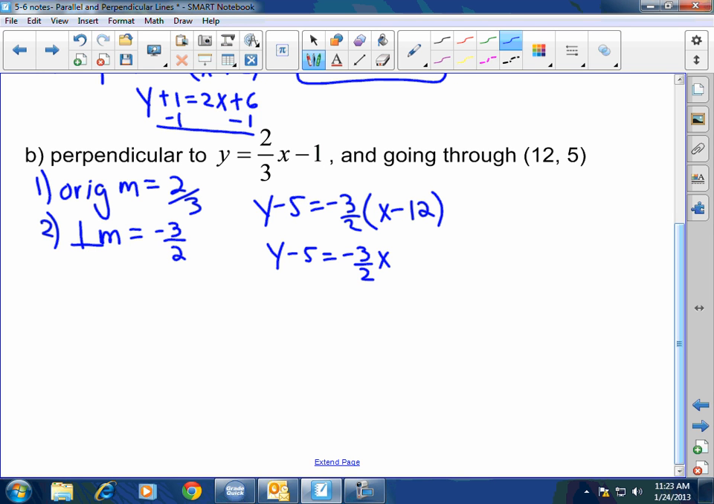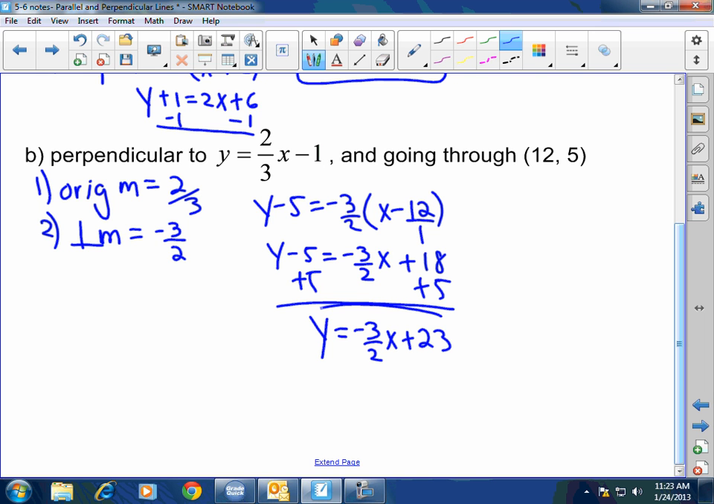Now look, guys, please remember this is a 12/1. What's negative 3 times negative 12? Positive 36. And 2 times 1? So what's 36 divided by 2? So this is positive 18. Add 5 to both sides. y equals negative 3/2 x plus 23.